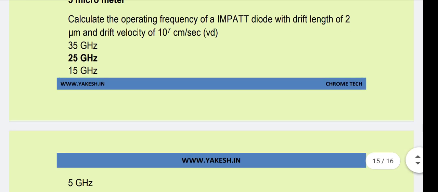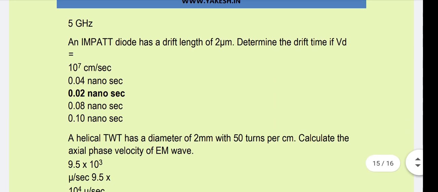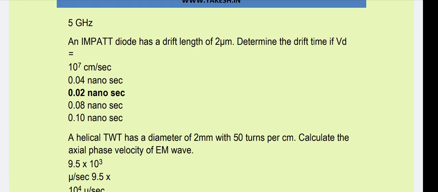Calculate the operating frequency of IMPATT diode with drift length of 2 nm and drift velocity of 10 to the power 7 cm per second. Option B is the correct answer, 25 GHz. An IMPATT diode has a drift length of 2 nm. Determine the drift time if Vd is 10 to the power 7 cm per second. 0.02 nanosecond. Next question.